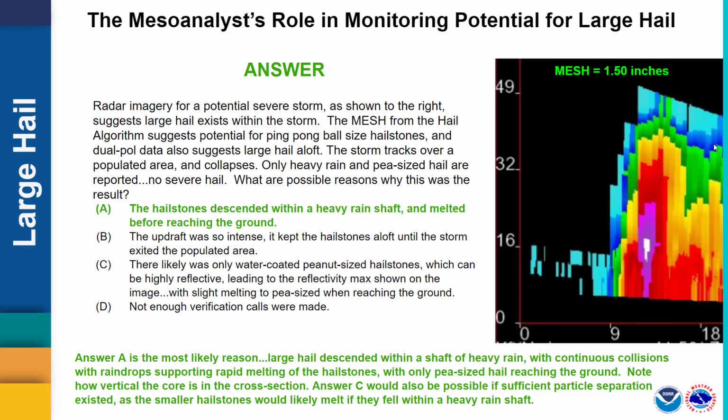The most likely reason would be answer A, that large hail that likely existed in the storm, as demonstrated by dual pole radar, descended within a shaft of heavy rain, with continuous collisions with raindrops supporting rapid melting of the hailstones, with only pea-sized hail reaching the ground. Note how vertical the core is in the cross-section. Answer C would also be possible if sufficient particle separation existed, as the smaller hailstones would likely melt if they fell within a heavy rain shaft.